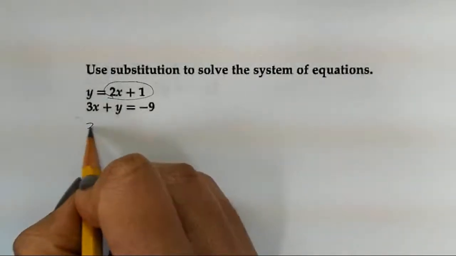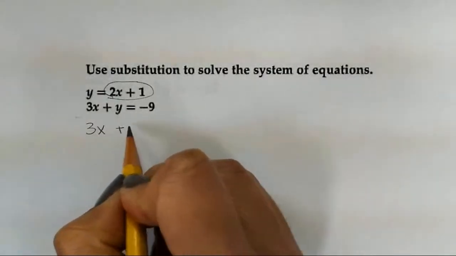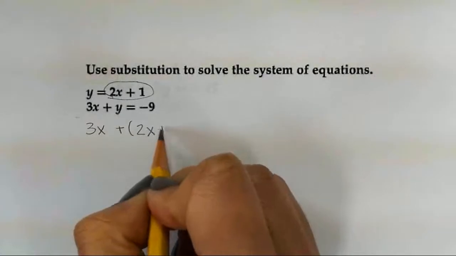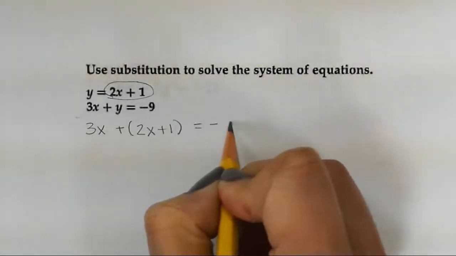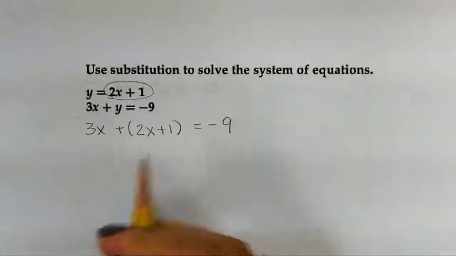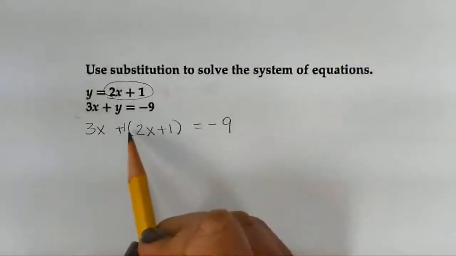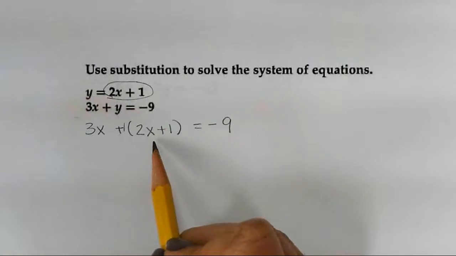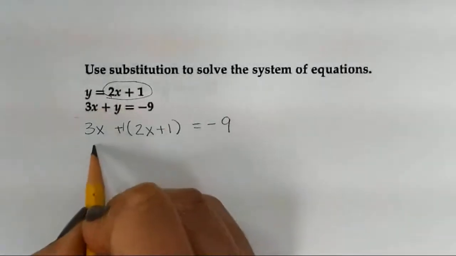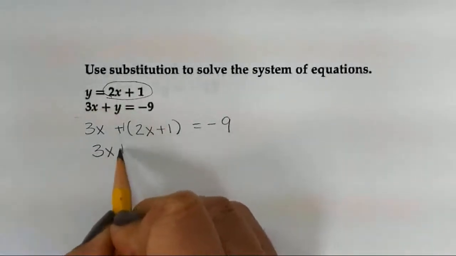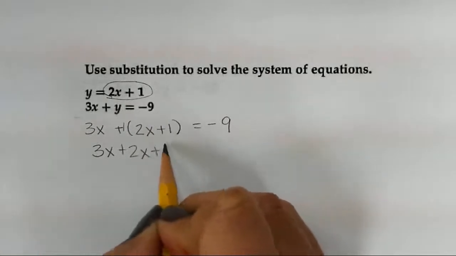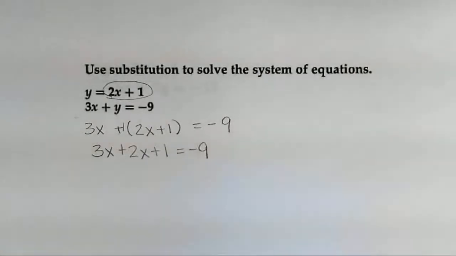So we have 3x plus 1y, which is 2x plus 1, equals negative 9. Again, this is like having an imaginary 1 right in front, and this 1 is not going to change the value of these numbers here. So we have 3x plus 2x plus 1 equals negative 9.